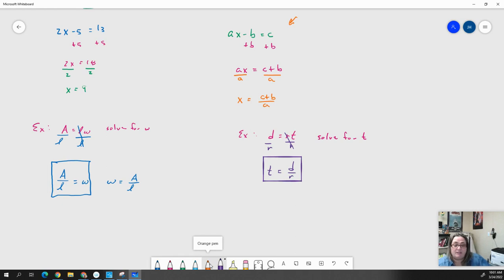right? And it's really good to know how to do this, because if you're ever solving formulas and you're trying to figure out what one piece is, what do they want to know? Do they want to know the time? Do they want to know the rate? Or do they want to know the distance? Whichever one of those things they want to know is the thing that you're going to want to isolate, and then just plug in numbers for the rest.